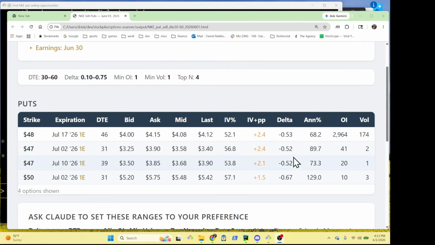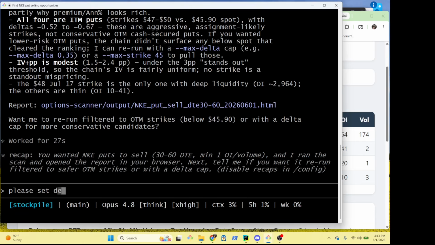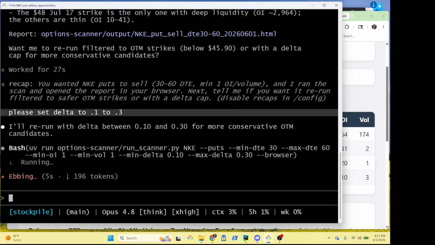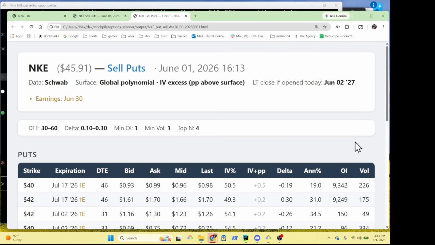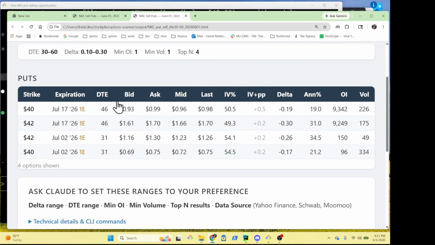I forgot to tell Claude I wanted the delta a little bit lower. So it's showing us the highest IV plus PP across all deltas. I only want to buy Nike if the price falls lower than this. So let's try again. Please set delta 2.1, 2.3. You can go through as many iterations here as needed to find exactly what you're looking for. Now the delta is where we want it. The price is lower. We got these expirations, these IV plus PPs. So we could pick one of these or keep looking.